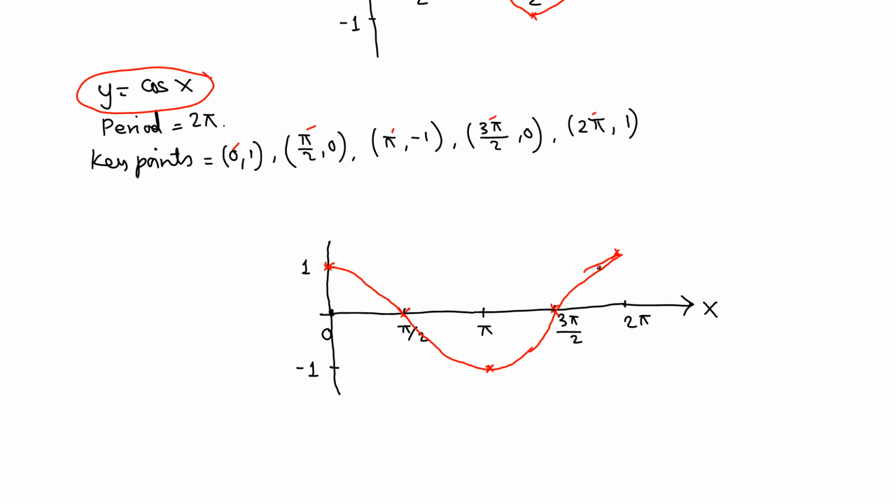So in this way we get one cycle of the graph, and we can continue on both sides to find more cycles. Okay, so let's look at other examples in other videos to graph other functions.